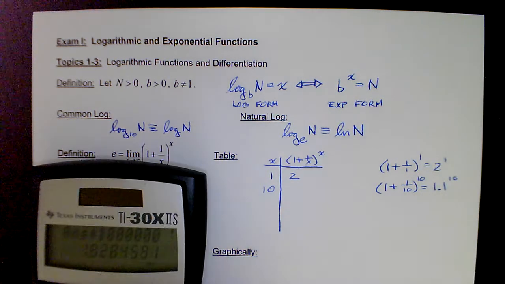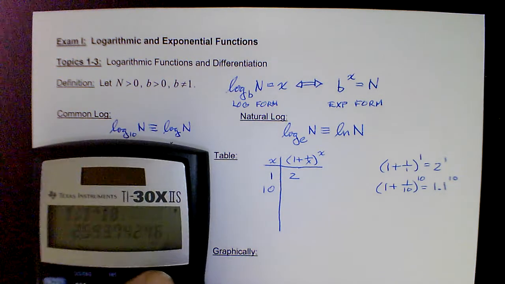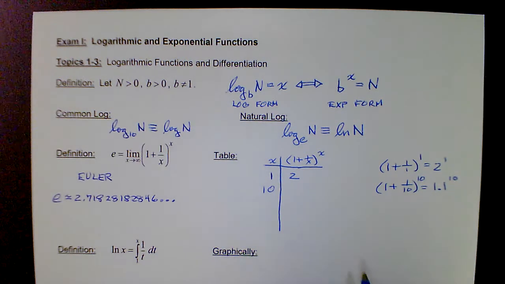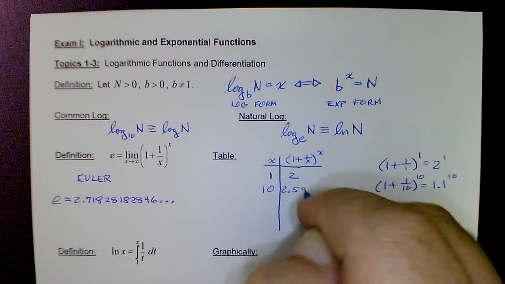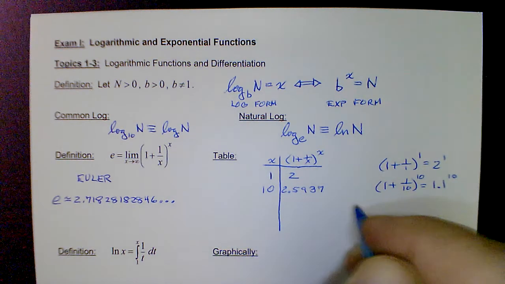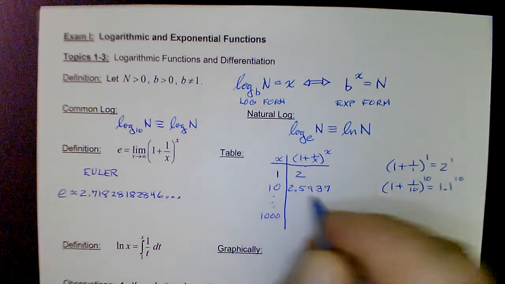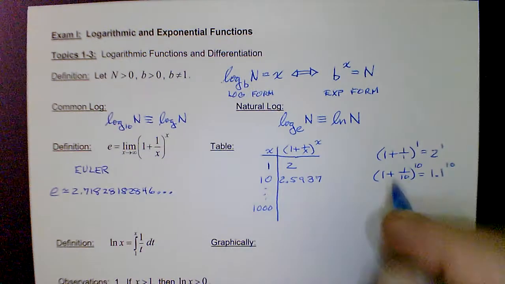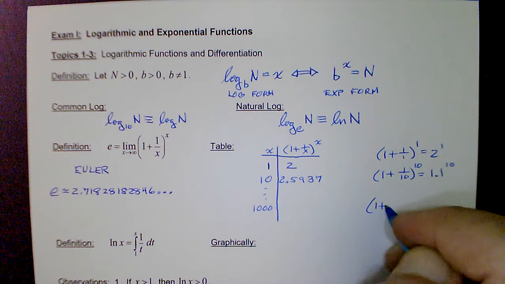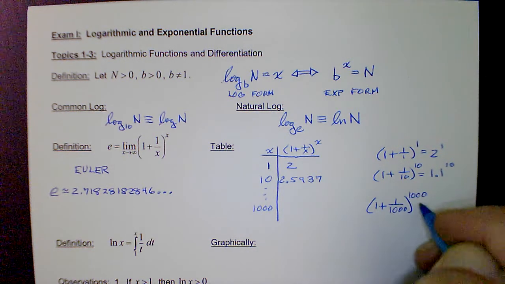Alright, I'll go to a calculator, and 1.1 raised to the 10th is 2.5937, and it goes on and on. Let's just jump right away to 1,000. You can see how it's getting close to what we're claiming is the number E. Okay, if we go to 1,000, we get 1 plus 1 over 1,000 raised to the 1,000th.